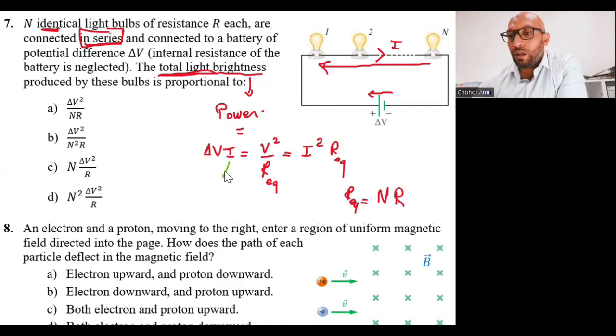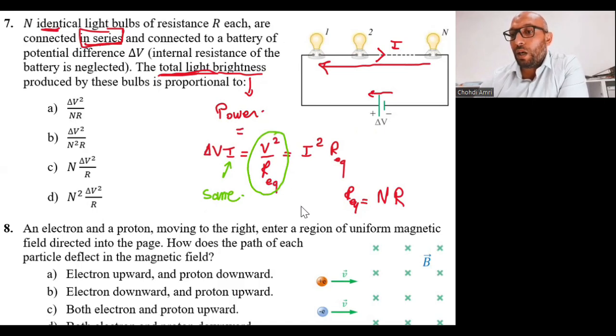So in this equation, the current will be the same. In this equation also, the current is the same. In this equation, the current is the same. But we don't have any information about the current. Here in the options, there is no current. So we only have delta V and R, delta V and R, delta V and R. Of course, we have the number of light bulbs. So which equation? We're going to use this equation.